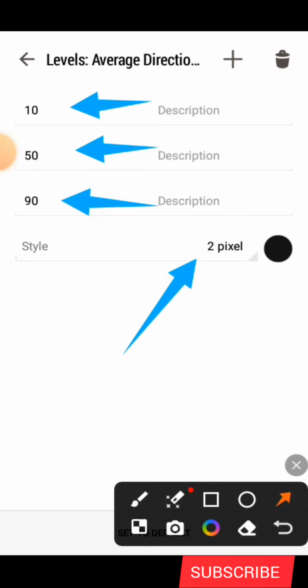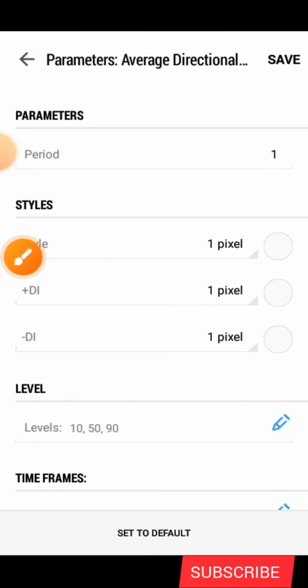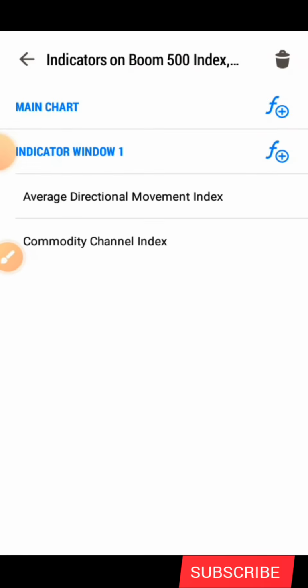The pixel you make it 2, and you make the color black. So that is all for the levels, which is the most important thing here. After that you click on save.